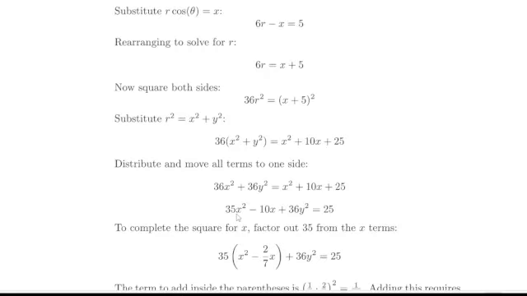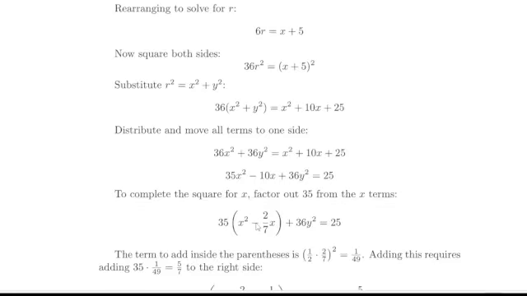So to do that, we're going to square both sides to get r squared, which is equal to x squared plus y squared. So 36r squared is just 36x squared plus 36y squared. And now we square x plus 5 to get x squared plus 10x plus 25. We'll subtract both sides by x squared and 10x to get 35x squared minus 10x plus 36y squared equals 25.